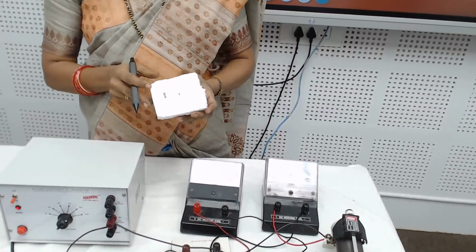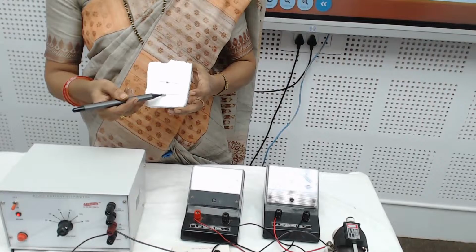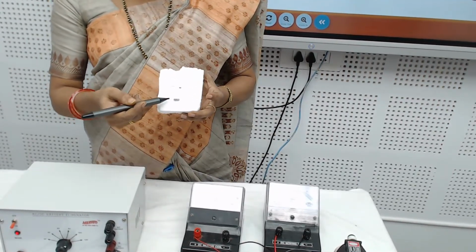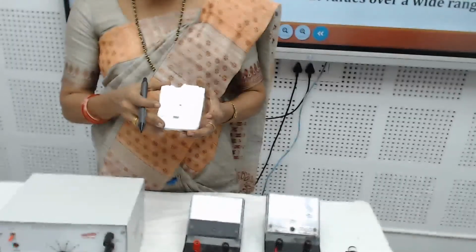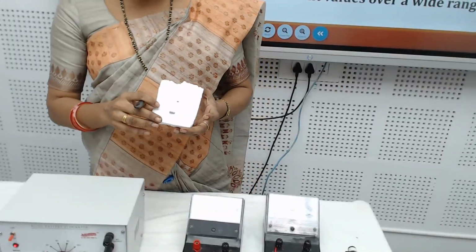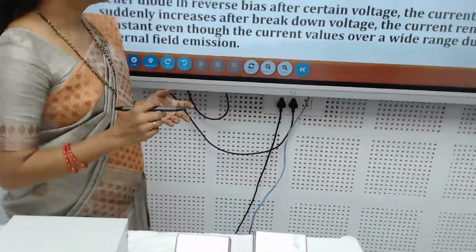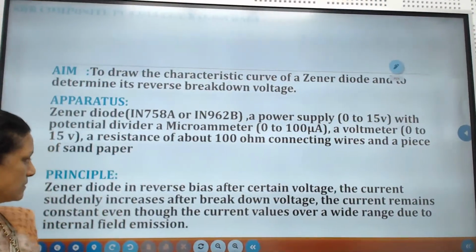If you observe here, it is black color, brown color, black color, and brown color, and here is a gold strip. Then if I find out using the color coding, this resistance is nearly 101 ohm. We need minimum 100 ohm for this Zener diode 1N758A. Then we need connecting wires.